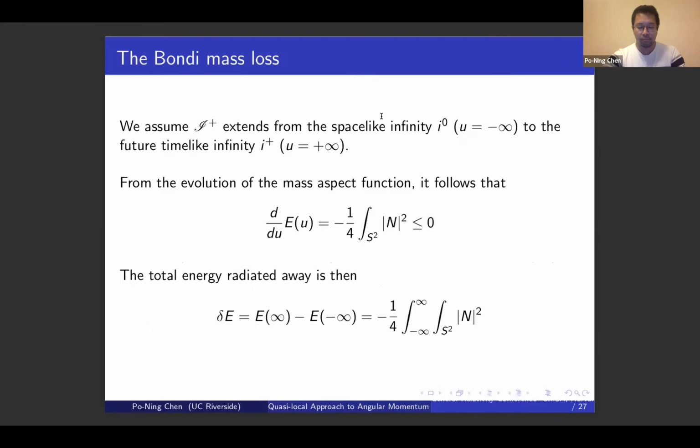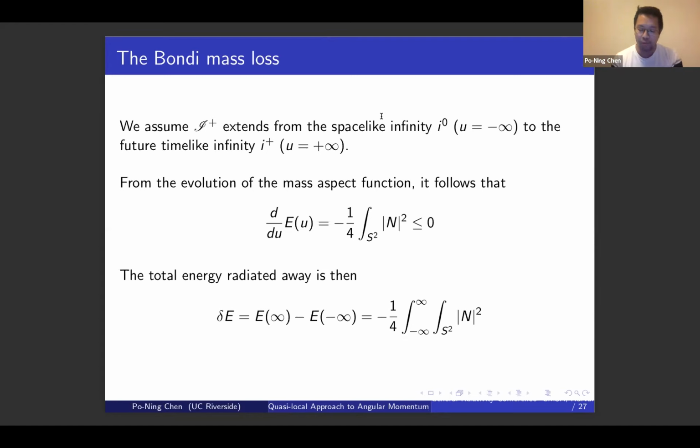Now, how does this energy or mass change when we evolve our space-time by the Einstein equation? On here, and for the previous formula, you don't necessarily have to have a complete null infinity from u equals minus infinity to u equals plus infinity. But for the discussion from here on, let's assume we have scri plus extending from u equals minus infinity to u equals plus infinity.